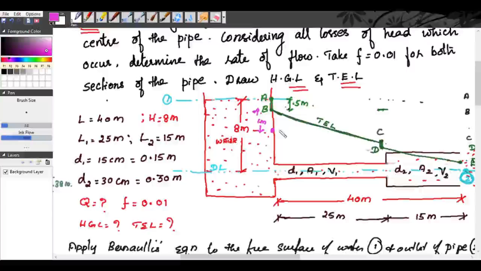Let us take this point as G. Okay. So here, see, along this point, we have to subtract the velocity head, V square by 2g. Now from this point to this point, draw a parallel line.